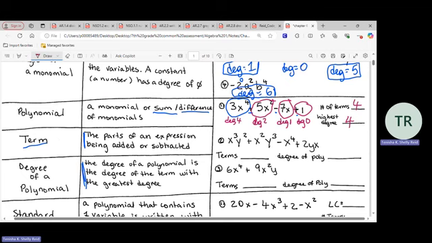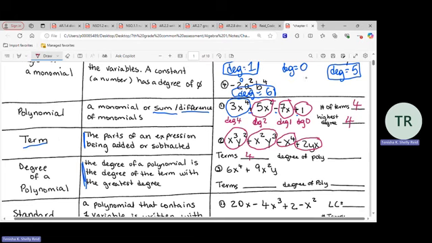Let's look at number 2. Again, we want to know it's a polynomial because there are many terms going on. How many terms do we have? Look for your plus or minus. Before the plus, that's 1 term. Before the minus, that's another term. Here's another term, and here's another term. So we have 1, 2, 3, 4 terms in this polynomial.